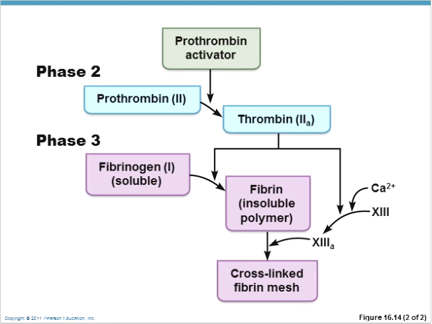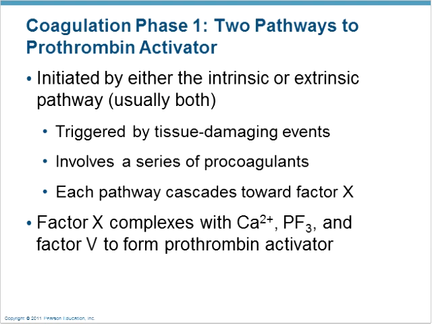This talks about that phases also. We have prothrombin factor, the prothrombin 2 becomes 2A. Fibrinogen soluble becomes fibrinogen insoluble polymer, and ultimately becomes a cross-linked fiber mesh thanks to the addition of thrombin 2A, fibrinogen 1 soluble, calcium, and factor 8 changing to factor 8A.